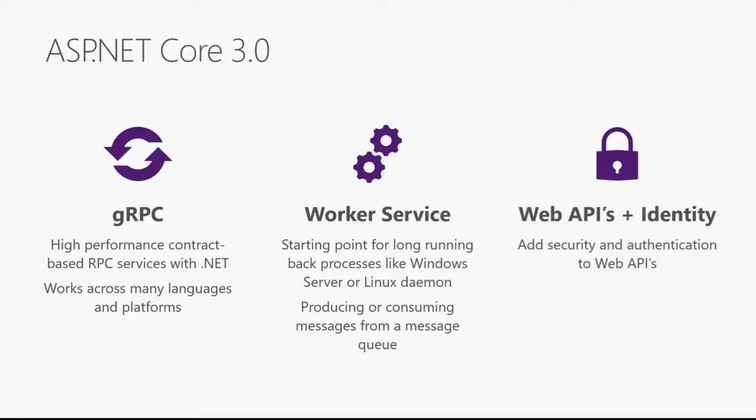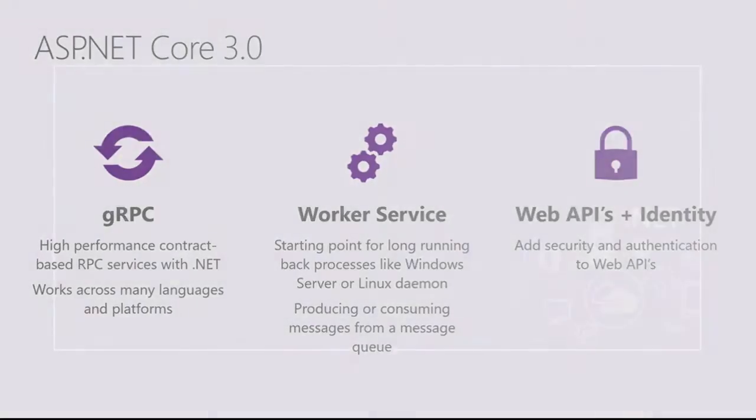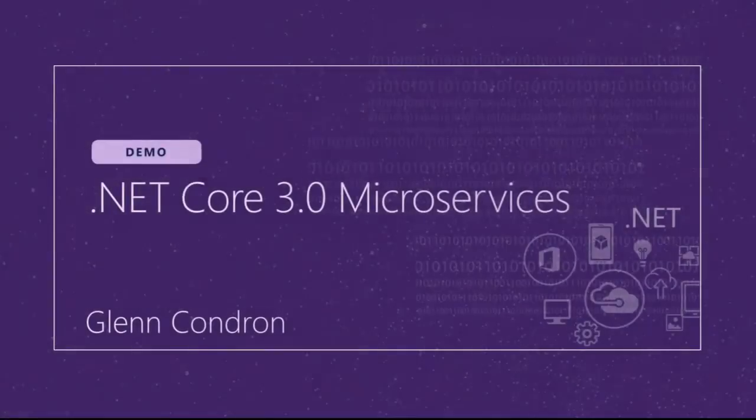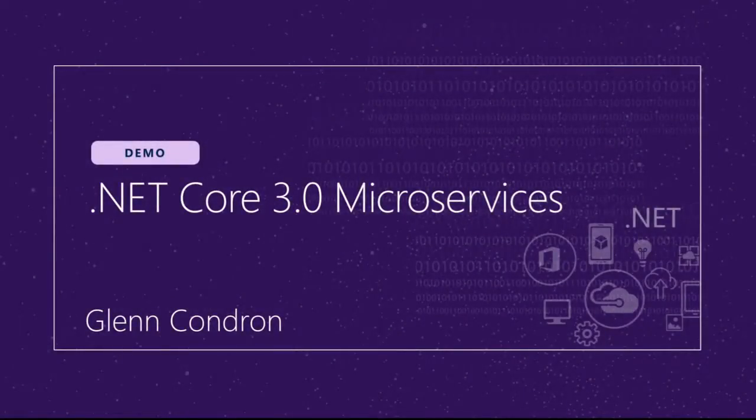And then finally, as you build these APIs, you want to make sure they're super secure. And so what we've done is we've actually worked with one of our partners to make sure that you can secure your endpoints using Identity Server. And so with that, what I'm going to do next is we're going to have Glenn Condron come on stage, and we're going to build a .NET Core 3 microservice and host it up in Azure.